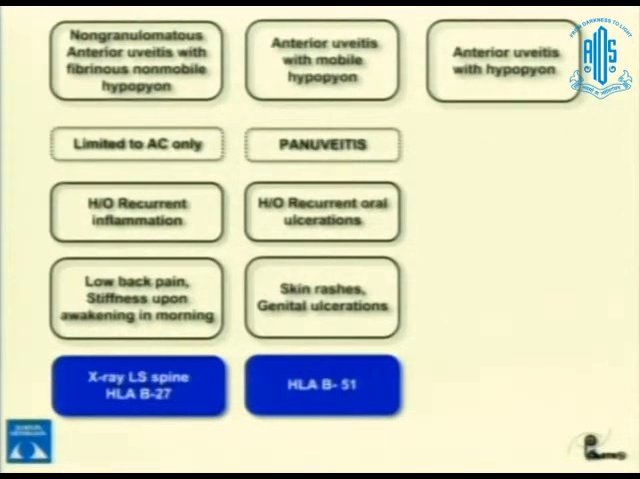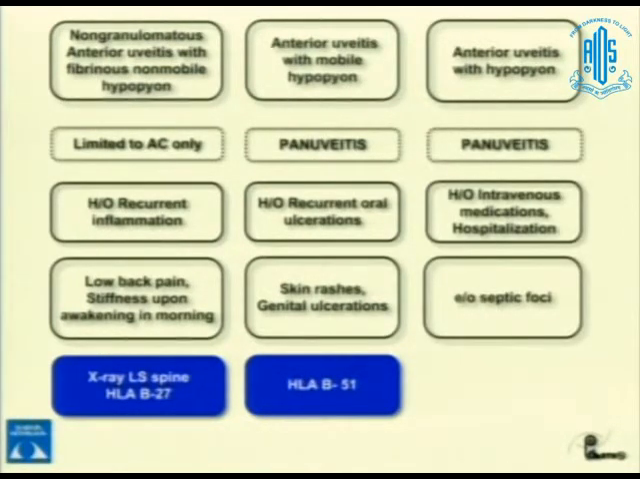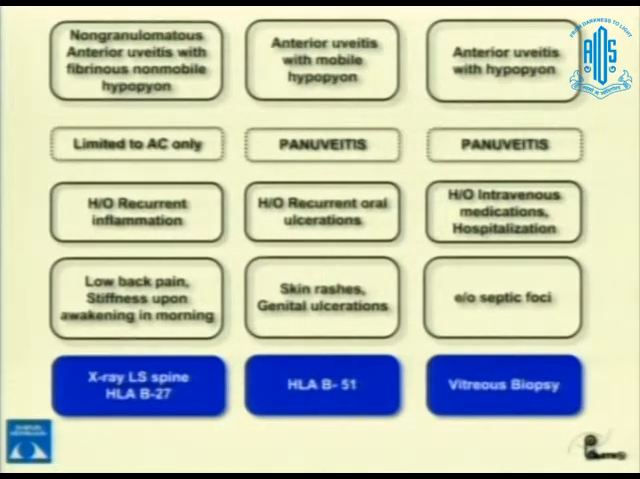In the third case, similarly, one patient has presented with hypopyon. There is panuveitis, and the patient gives a history of intravenous medication or prolonged hospitalization, and on examination you can see a large boil or some abscess somewhere in the body. So what investigation will you do? You will send the patient for vitreous biopsy to rule out endogenous endophthalmitis.